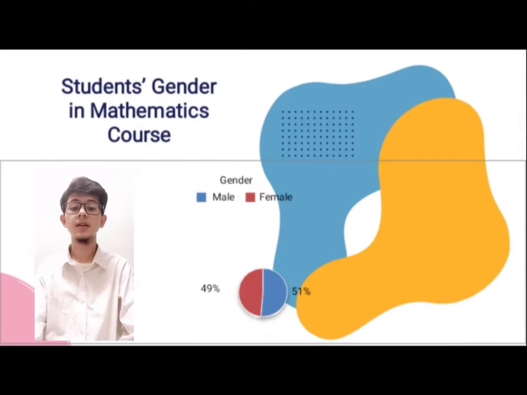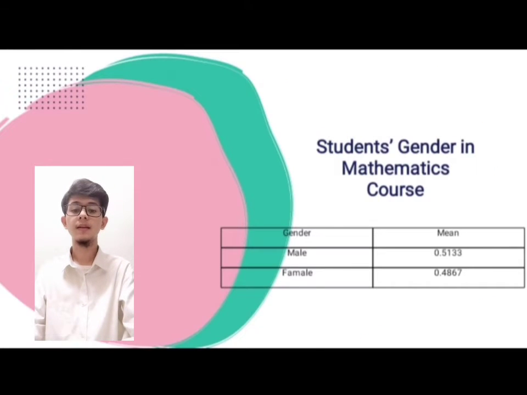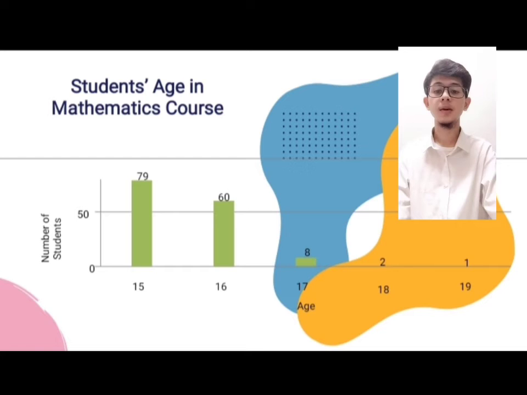Students' gender in mathematics course. From the figure, we can conclude that there are 49% of female students while there are 51% of male students from the total of 150 students in the mathematics course. From the table, we can conclude that the mean score of male students is much higher than the mean score of female students, which is 0.5133, better than 0.4867.